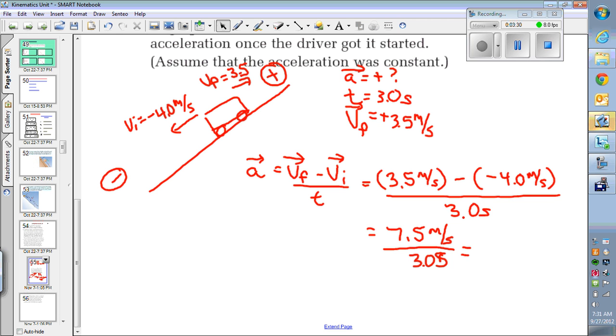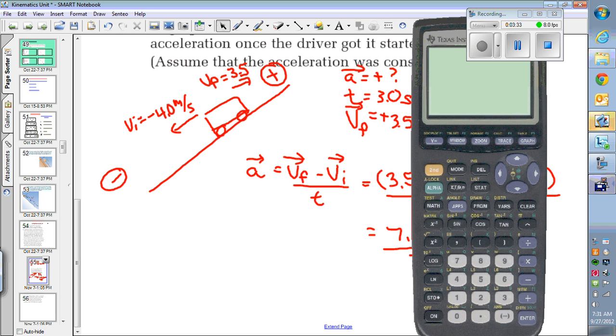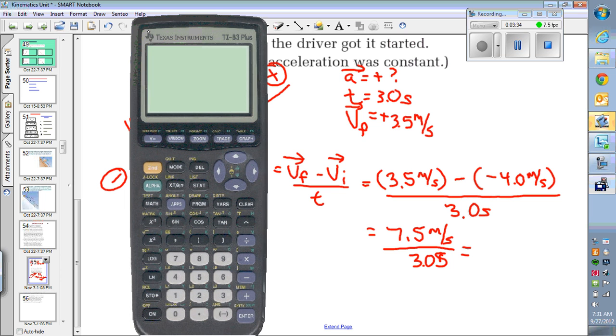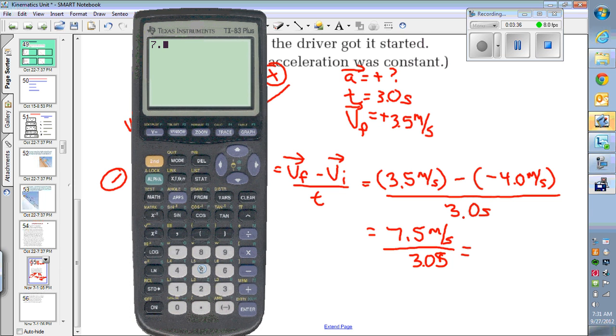Okay. If you don't feel like mental math this morning, we'll bring up the calculator. 7.5 divided by 3 gives us 2.5. It seems like it should have been a mental math question, doesn't it? So 2.5 meters per second squared. That's our acceleration. And it was indeed positive, as we predicted it would be.